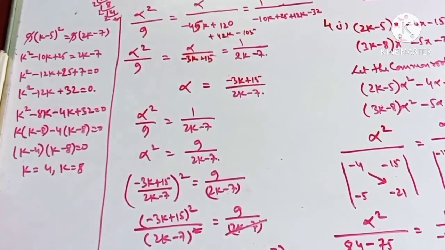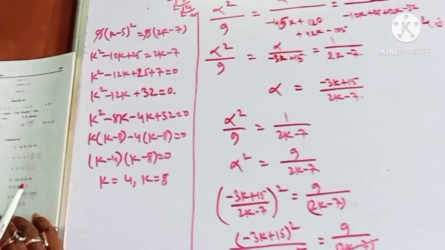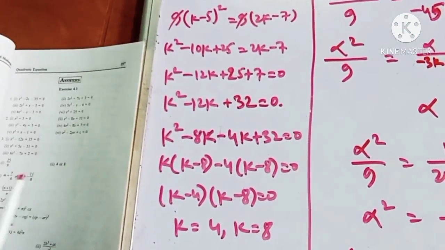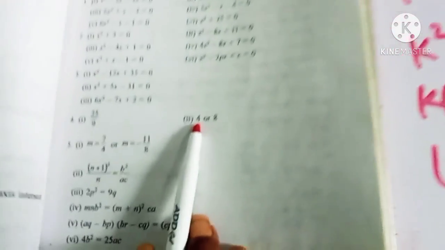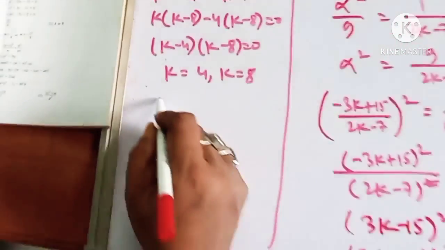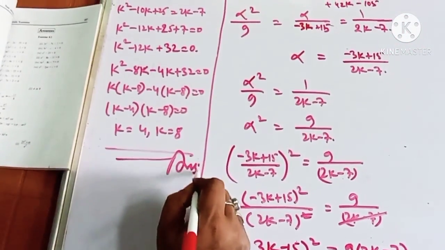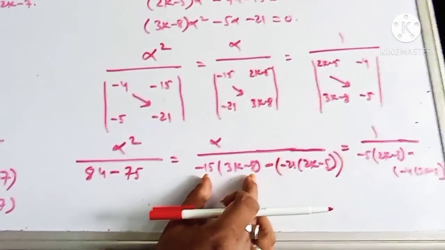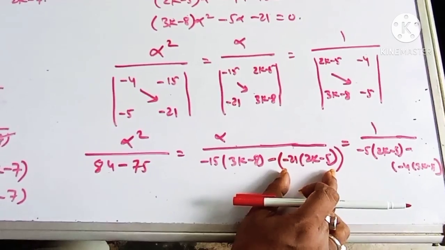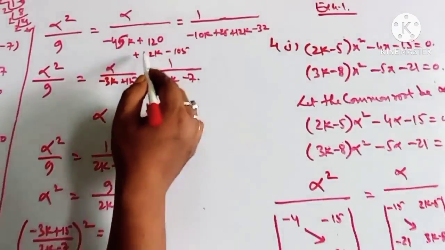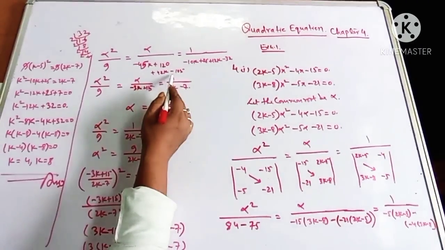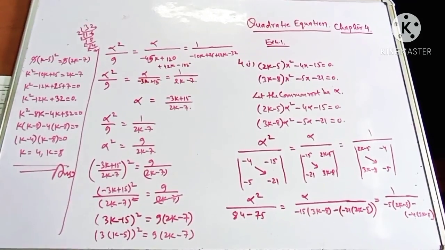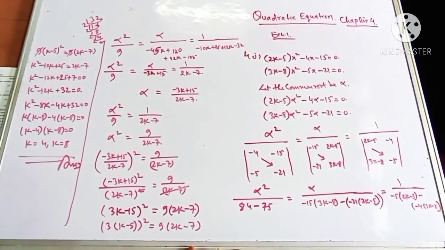Question number 4 second, exercise 4.1, question 4 second, C, 4 or 8. So this is your answer. Now what happened was that there was a slight mistake here. I did only this part, and this part remained, it was not put here. So I have put this second part here, and when we solve we will get this result, and this is the whole solution of the question.